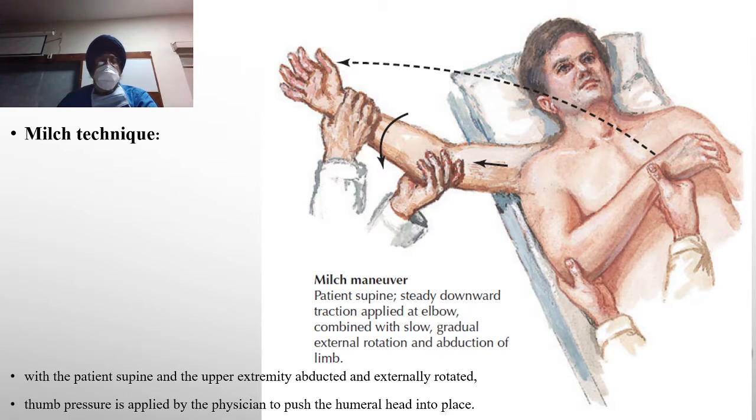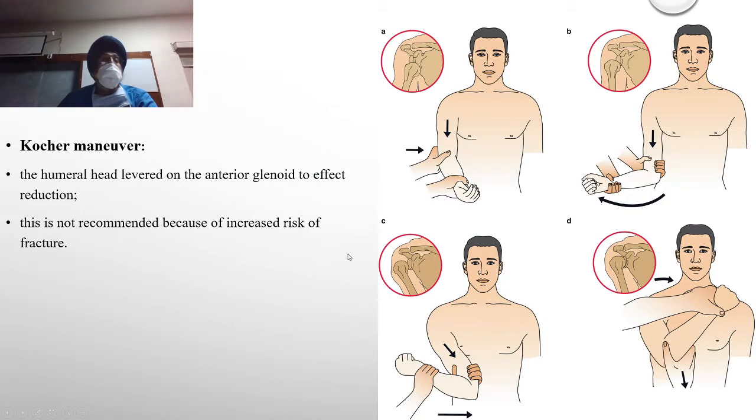Then the Milch technique. In the Milch maneuver, with the patient supine, steady downward traction is applied at the elbow. First downward traction, then gradual external rotation and abduction of the limb. Kocher's maneuver: the humeral head is levered on the anterior glenoid to effect the reduction. This is not recommended because of increased risk of fracture.